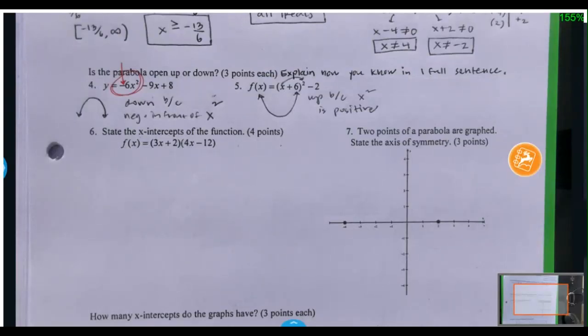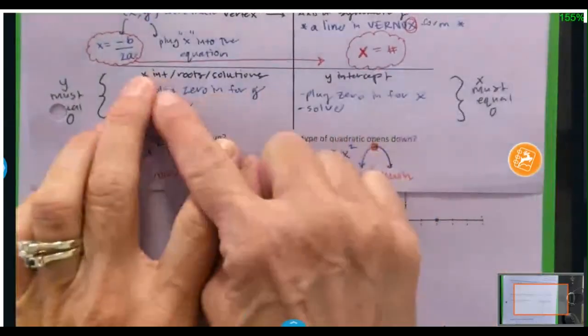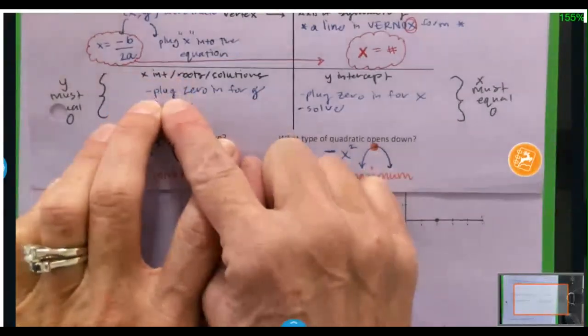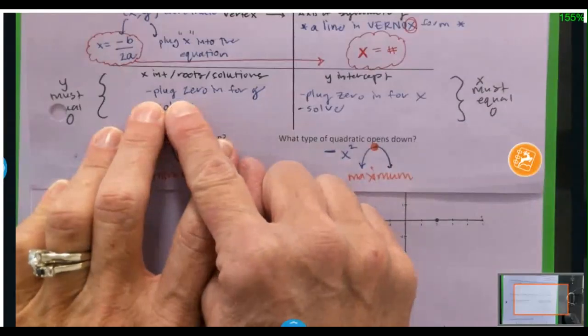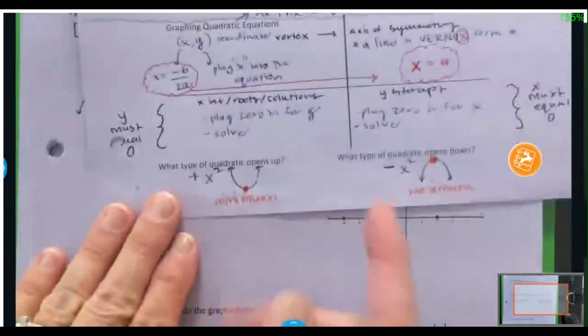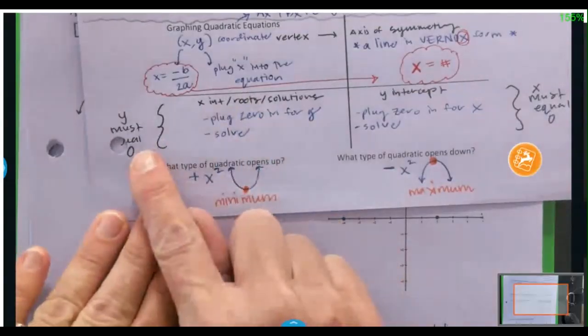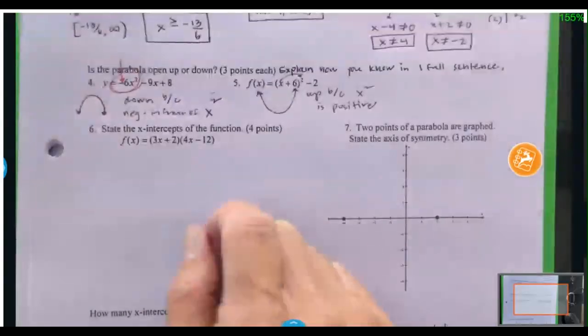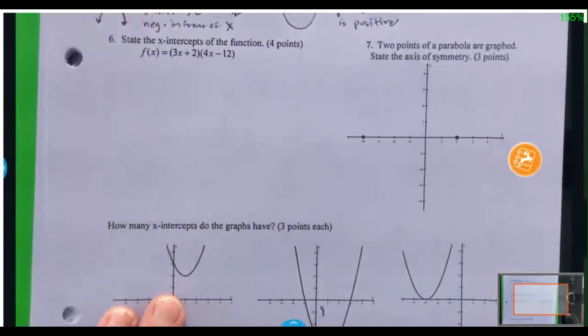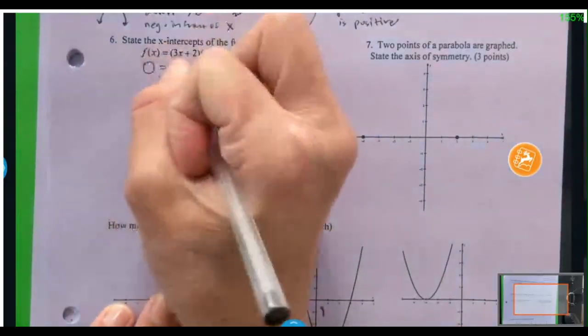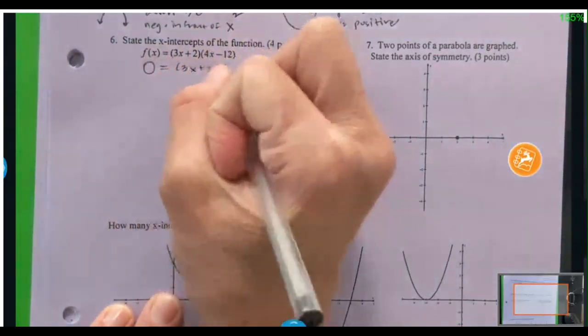All right. Number 6, state the x-intercepts of the function. Now, don't overthink this. Let's go back to our notes where we talked about the x-intercept. All you have to do is plug a 0 in for y. An x-intercept is where it crosses the x-axis. So for your x-intercept, y must equal 0. So all I have to do to find my x-intercept is plug a 0 in for this y. That's like a y, this function notation.